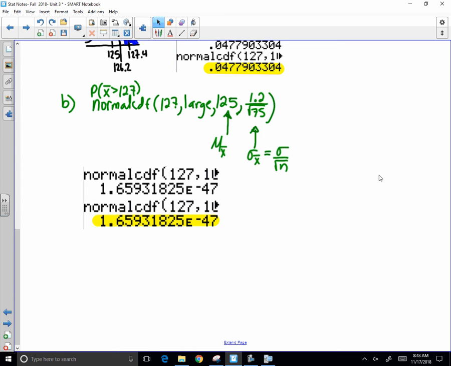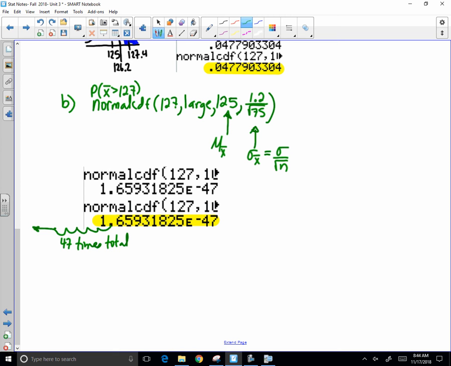This E negative 47, that is what makes it an acceptable probability, because that's our scientific notation. That's telling us that if we move this decimal over 47 times to the left, so 1, 2, 3, 4, 5, a total of 47 times, you'll get the true decimal, which I obviously wouldn't want you to write, because that requires you to write 46 zeros and then 1659, blah, blah, blah. So just write the entire thing that I highlighted.